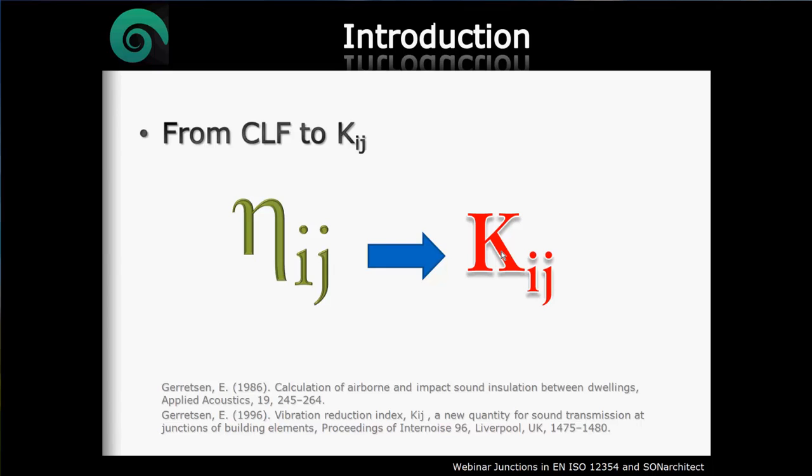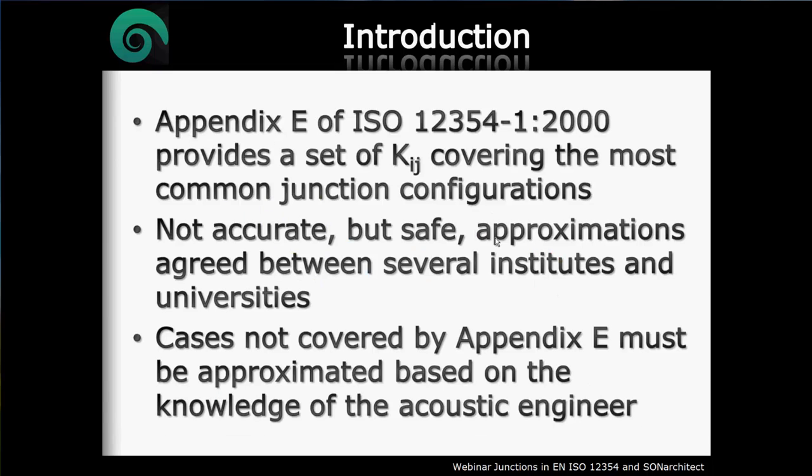This is the innovative point of the Gerretsen method, which was to transform the coupling loss factor into another shape that he called the vibration reduction indexes, also known by the letters KAJ indexes. So Appendix E of the ISO 12354 provides a set of KAJ indexes covering what can be said to be the most common configurations in buildings.